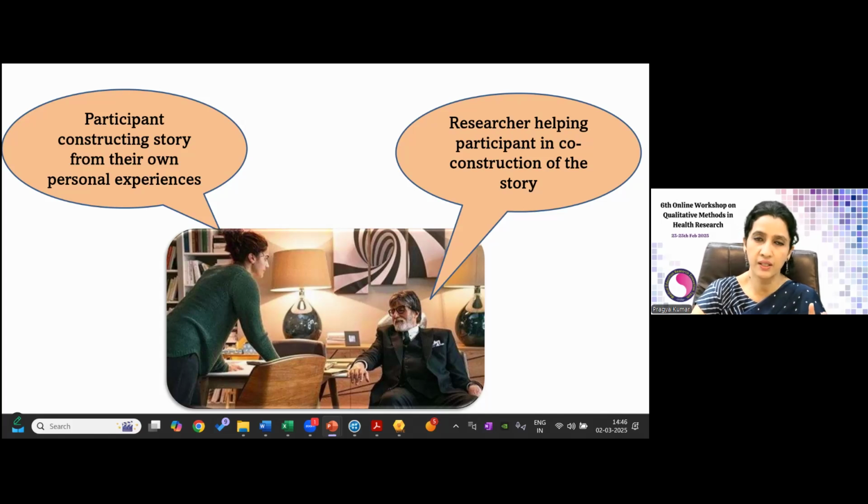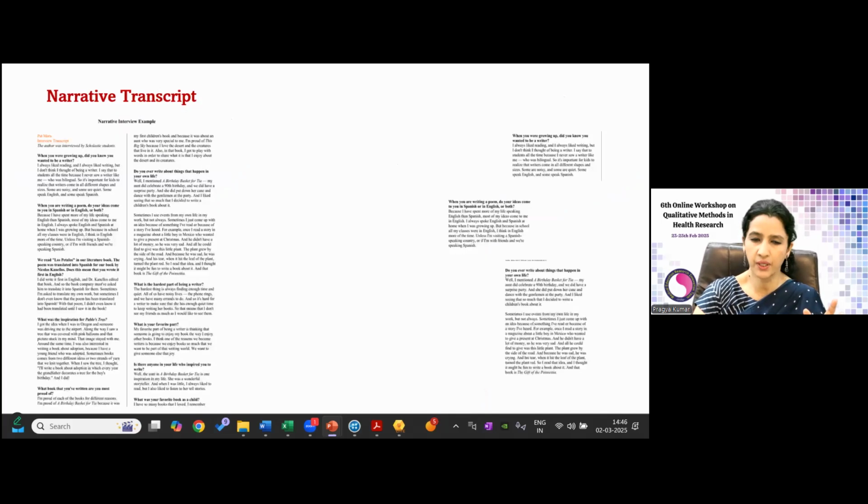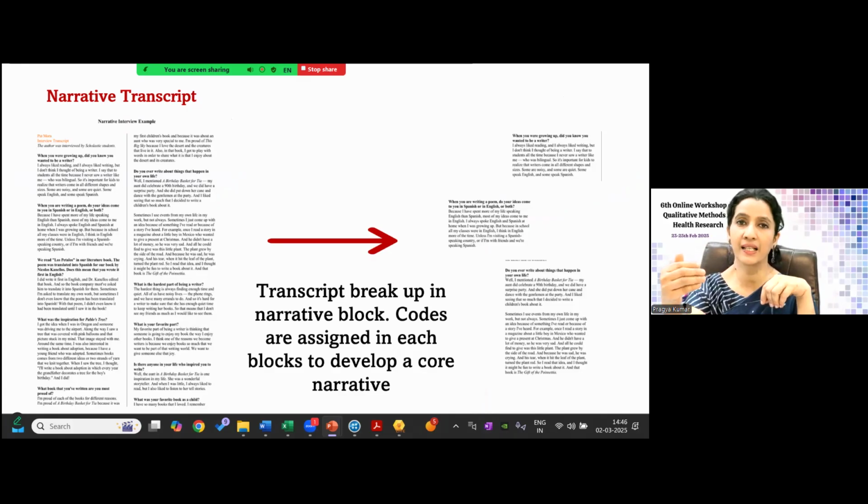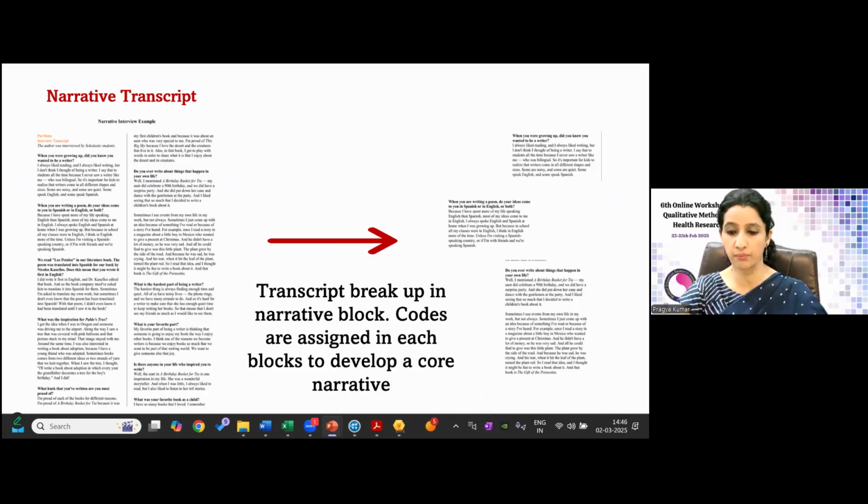So what is narrative analysis? Basically, if you see the narrative transcript, the transcript is broken up into narrative blocks. Whenever you ask questions, they tell it in the form of a story, but that story may not be sequential, so the researcher constructs the story. Generally, we break the transcript into narrative blocks, assign codes to each block, and then form a narrative study.